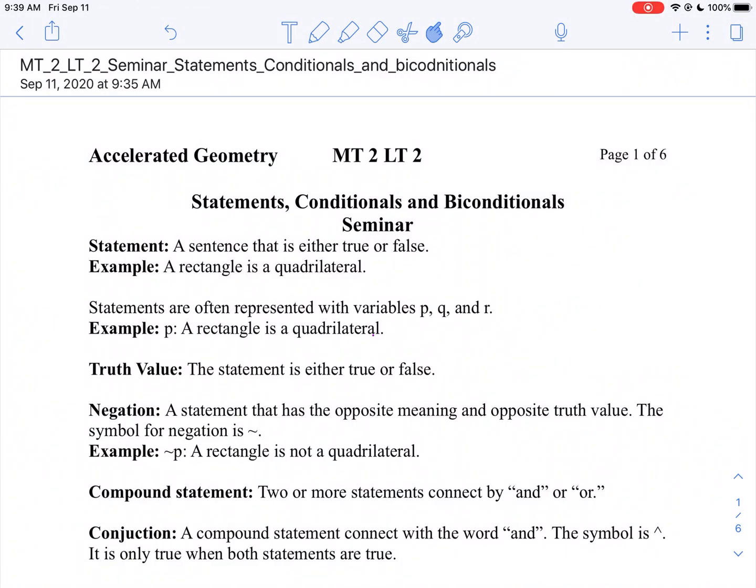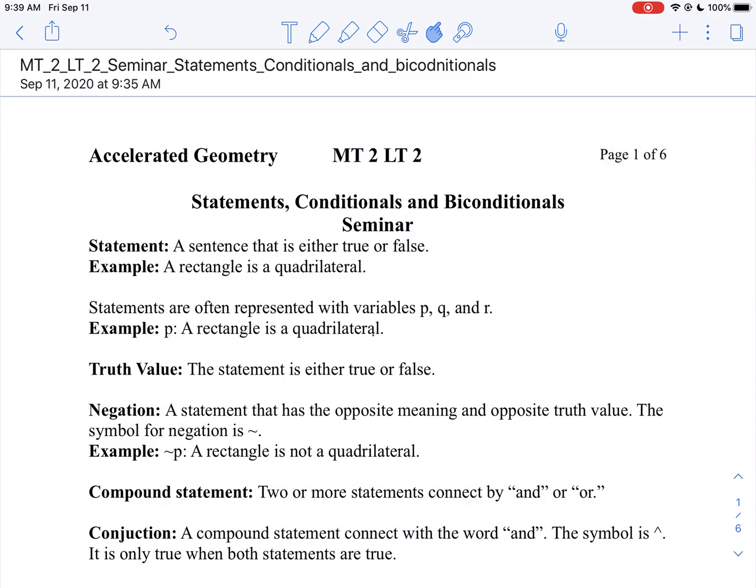Hello, in this lesson, I want you to write compound statements and determine the truth values of those compound statements. I want you to write conditional statements and determine the truth value of the conditional statements. We have a ton of vocabulary we're going to come across in this lesson.